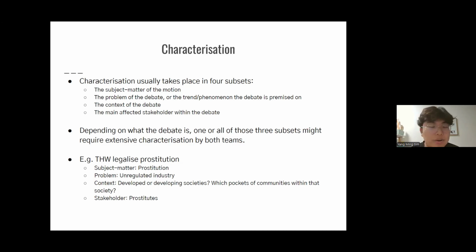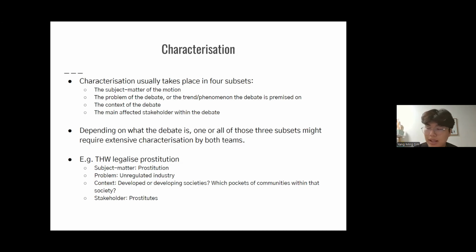What are the contexts? Where does this happen? Is it happening in developed or developing countries? What communities are within that society? And lastly, it's the stakeholders, like your prostitutes, your individuals who work in the sex industry. These are things that we have to characterize. Explain what the issue is, explain who they are.